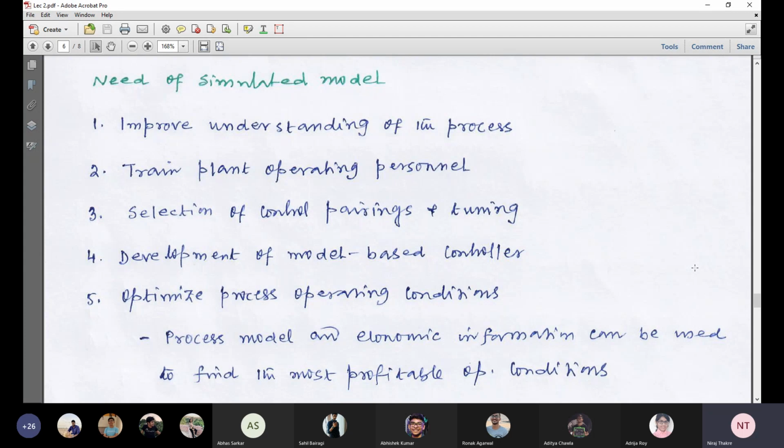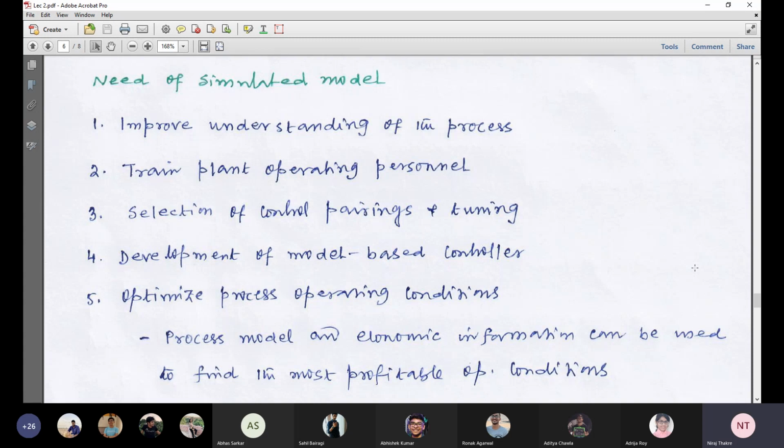Second point, I told to train the operating personnel. Along with the startup condition, shutdown or normal condition, we also need to have some experience about the plant behavior at abnormal situations. So we can run our simulated model and we can observe what is happening at abnormal situations. So this is regarding the second point.